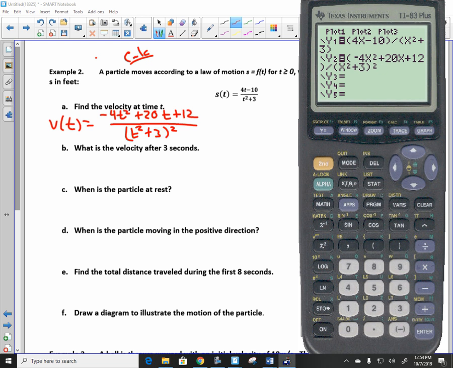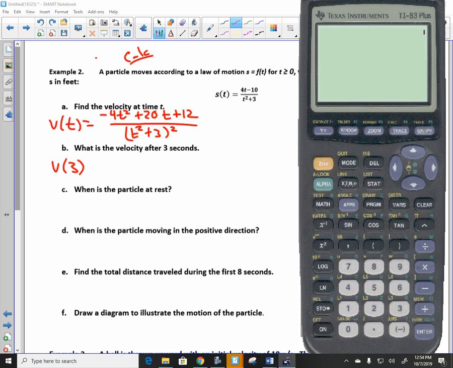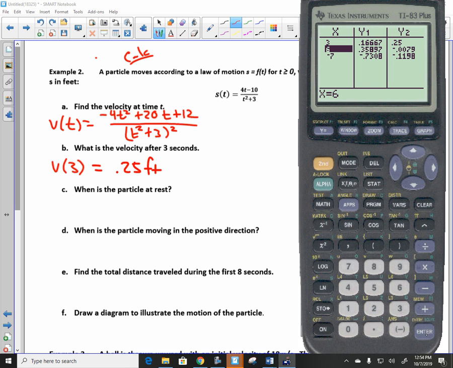What is the velocity after 3 seconds? I do v of 3, correct? I'm going to go to my table. Second table. Which entry tells me velocity, y1 or y2? y2 tells me velocity. Everybody agreed? That's where my derivative was. So I'm going to type in 3 there. And it tells me 0.25. 0.25 feet per second.